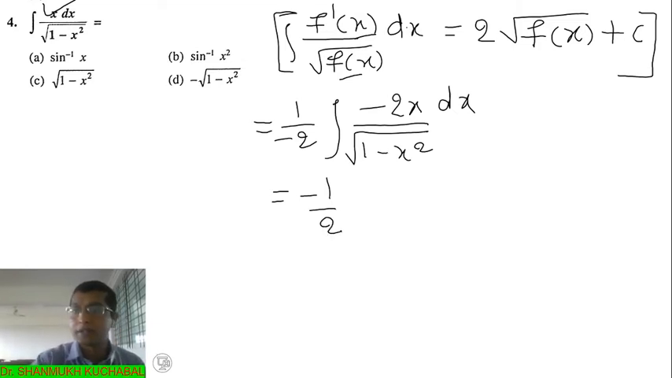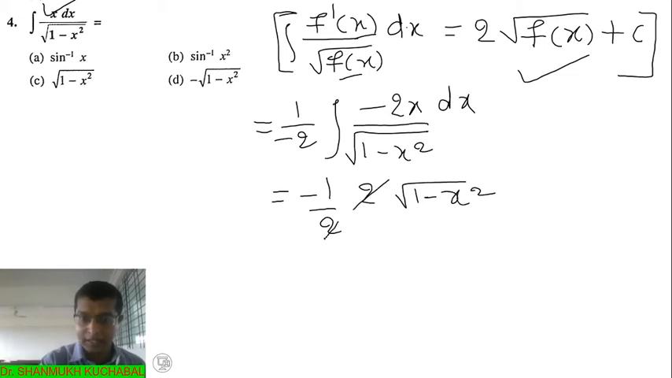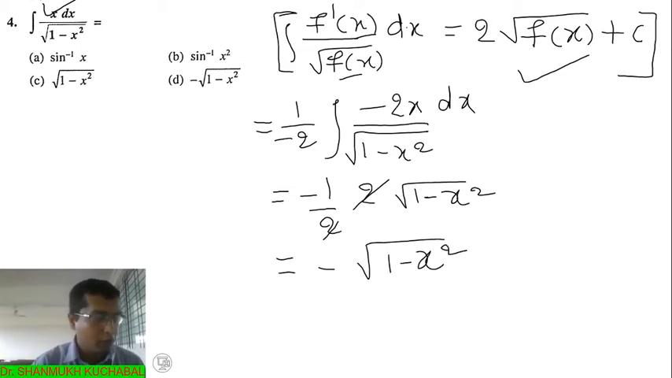Using this property, we can write this as 2 times the square root of 1 minus x square. Now the 2 cancels, so we get the integration as minus the square root of 1 minus x square. Therefore option D is the right answer.